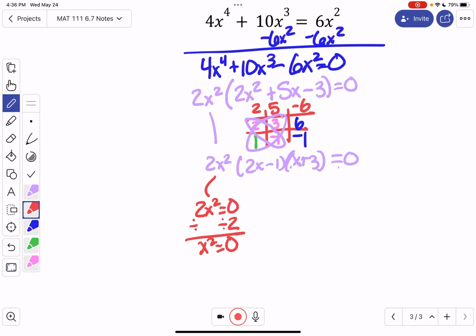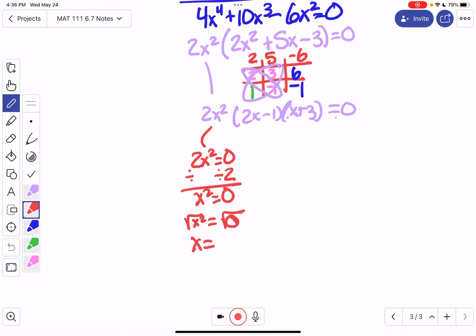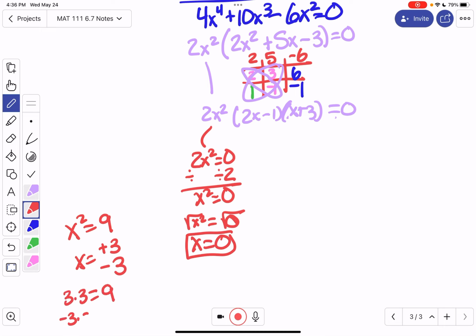To undo a squared, we take the square root. So the square root of x squared is x, and the square root of 0 is 0. Now, if that were, say, x squared equals 9, when we take the square root, we would get positive 3 and negative 3, because 3 times 3 equals 9, and negative 3 times negative 3 equals 9. So technically, we would have two answers, positive 0 and negative 0. But they're the same number.